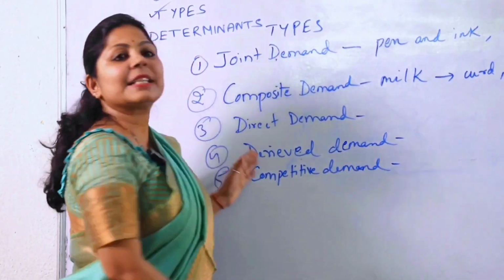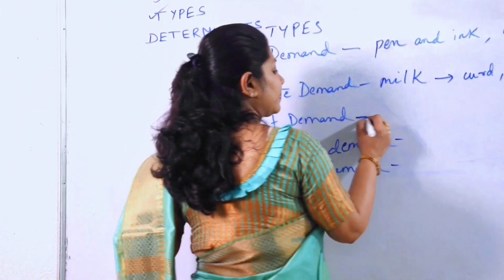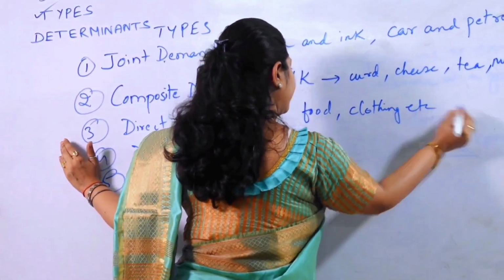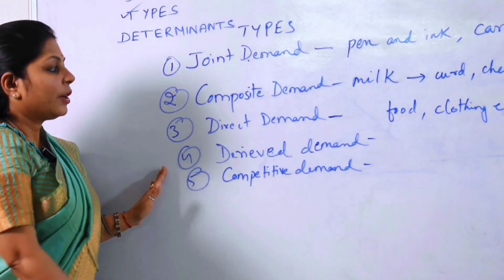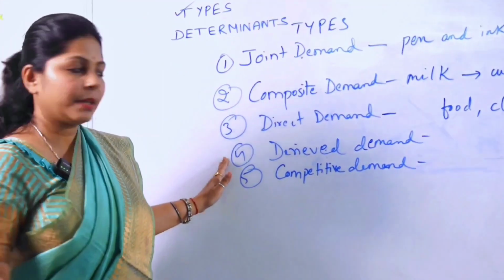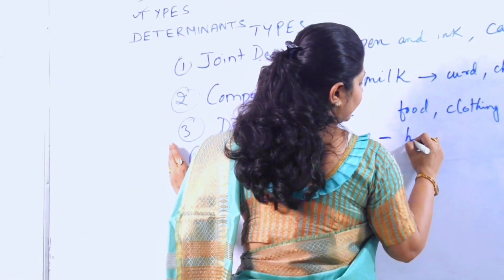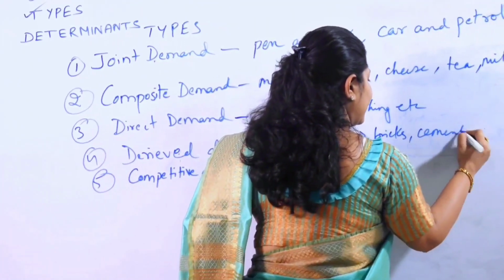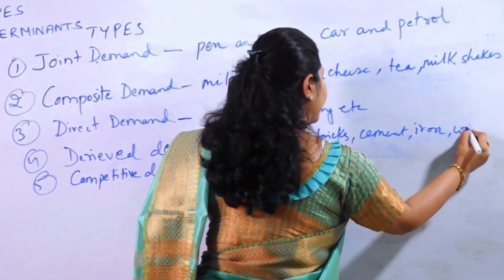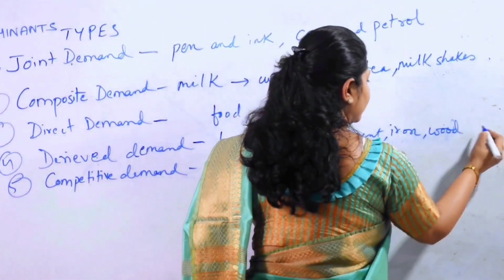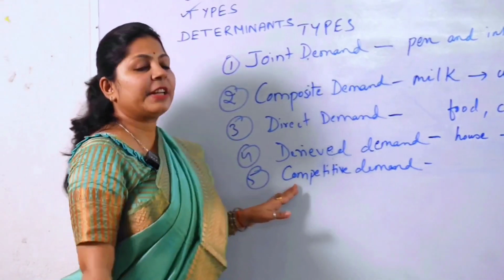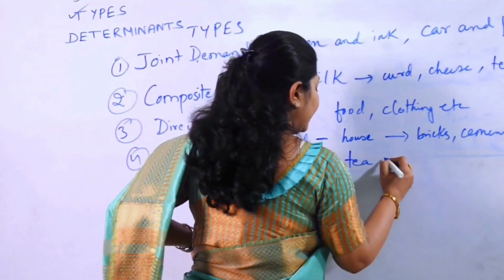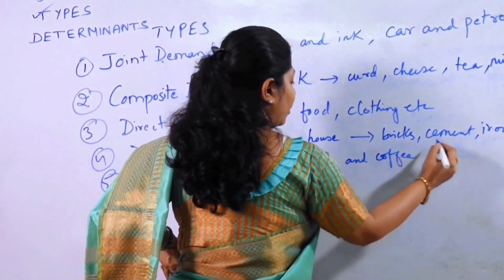Direct demand, which directly satisfies human wants, will be food, clothing, etc. Derived demand is made in order to make some other goods. Example, a house, which can be made with the help of bricks, cement, iron, wood. Competitive demand, that is, goods acting as substitutes of each other. Example will be tea and coffee.